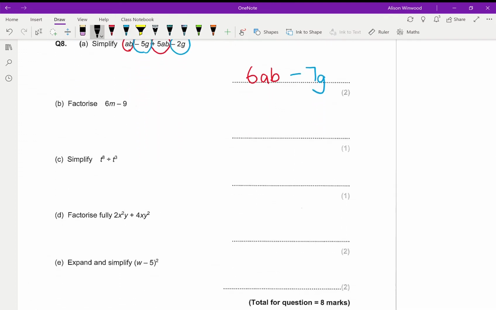Factorise, well, 3 is the common factor of 6 and 9. 3 multiplied by 2m gives me the 6m at the start, and 3 multiplied by negative 3 gives me the negative 9 at the end.